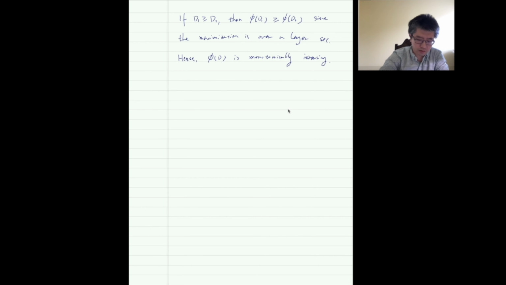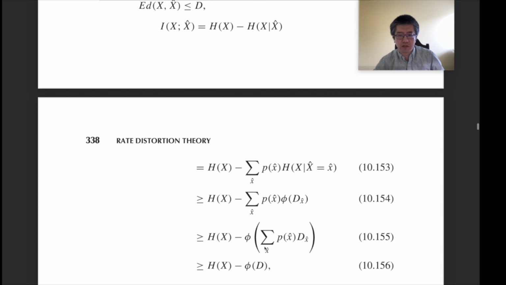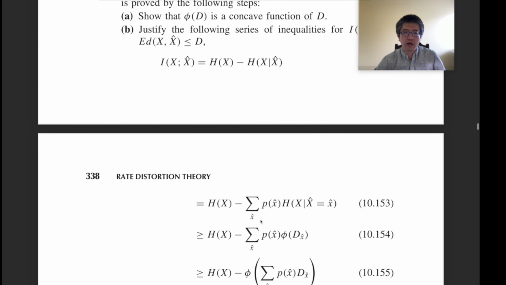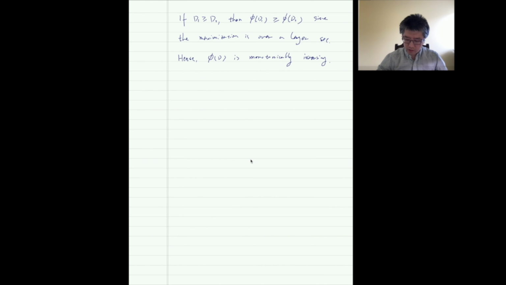So next, let's see part B here. For part B, we need to give the justification for each step of these inequalities. Now let's see how we can justify that. We're just going to write step by step and give the explanation. The first step we don't need to give any explanation for, right? This is just the definition of mutual information.